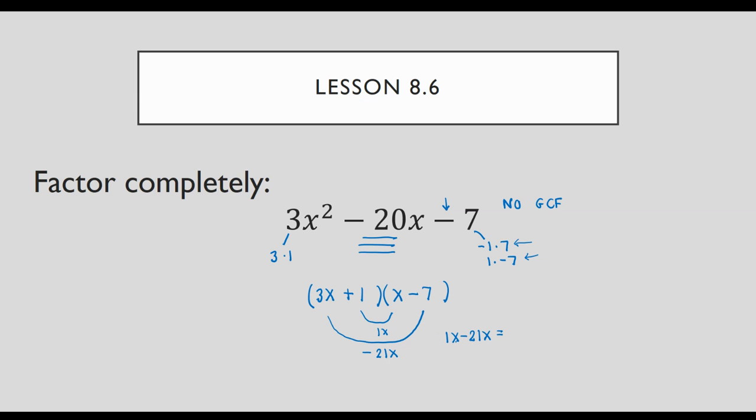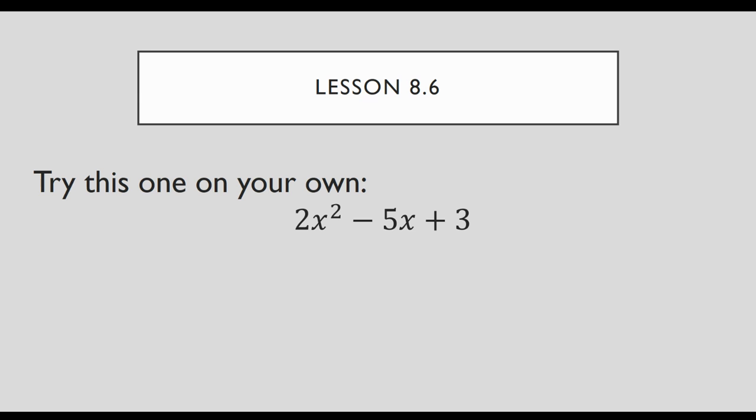Well, notice that 1x minus 21x will get me the negative 20x that I'm looking for, which tells me that we guessed correctly. So this is my final answer. Had I not gotten negative 20 in the middle, then I would have had to reverse the numbers or change the signs to try to get to that negative 20. Okay. So you try this one on your own. Pause the video, factor completely.